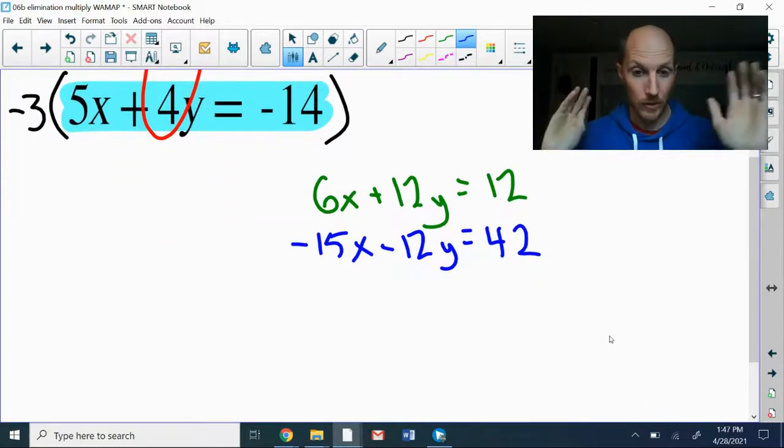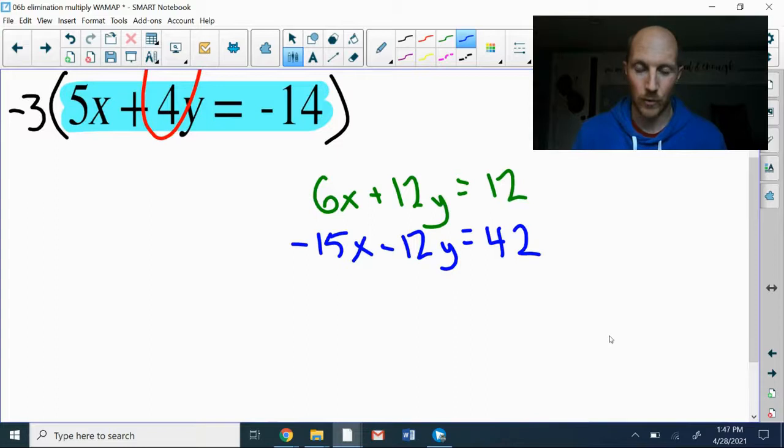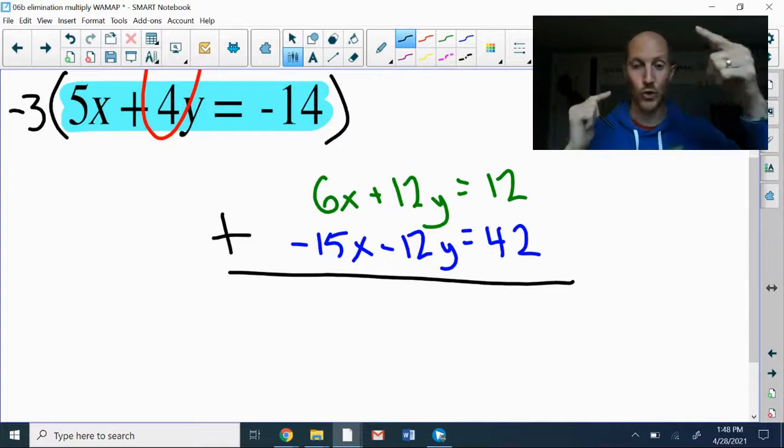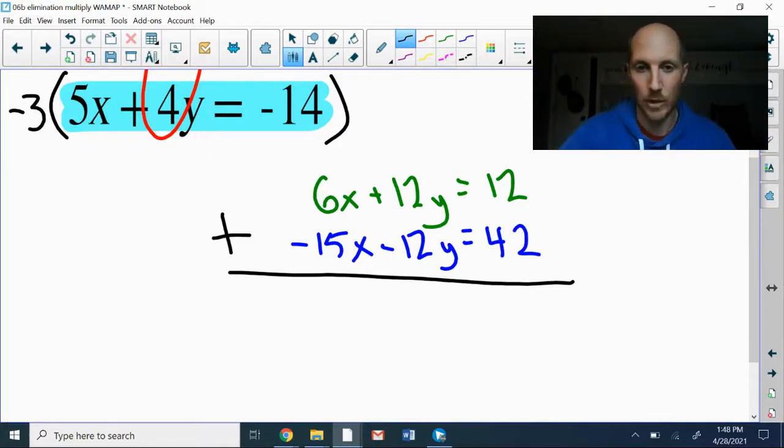All right, so got coefficients matching now. Positive 12y in green, negative 12y in blue. So I am ready to add these equations together. Since the coefficients are opposite signs, I just add, and so they will eliminate. So my y coefficients are going to eliminate. I know that already, so I set it up that way. Let's look at the x column. Positive 6x minus 15x is going to give me negative 9x. Positive 12y, negative 12y, eliminate. The equal sign is going to come down here.